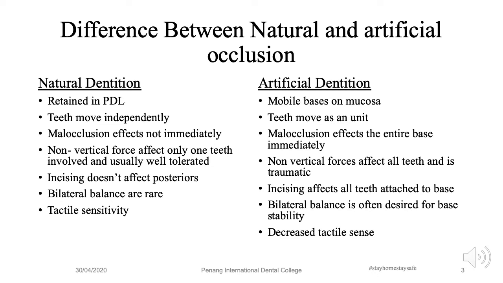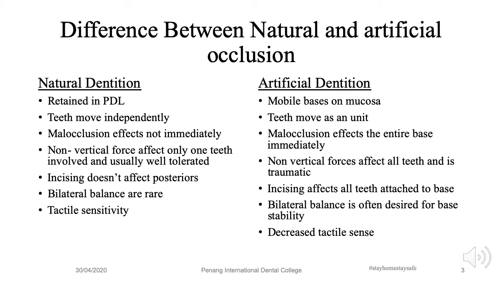Natural dentition works totally different from your artificial dentition. So let's compare. When you see a natural dentition, you will see a single tooth. Each tooth is in its own PDL, that is periodontal ligament. When you put a pressure on a single tooth, it acts independently. So any kind of occlusal force on this single tooth is borne by that tooth individually. And malocclusions do not affect immediately.